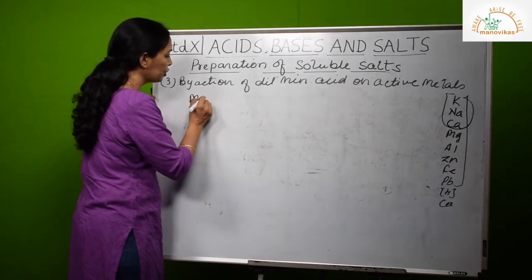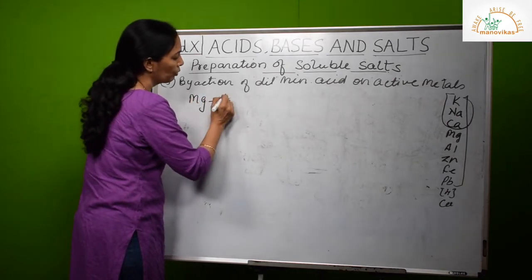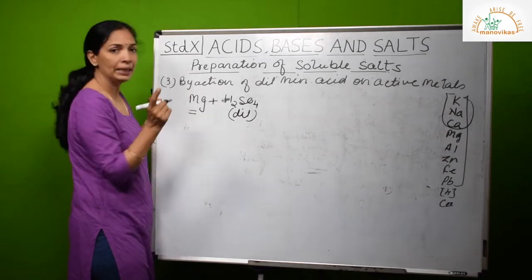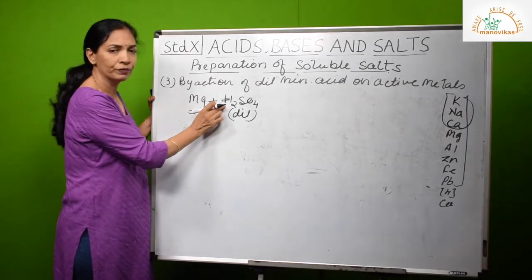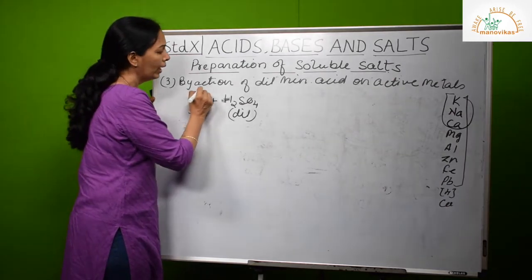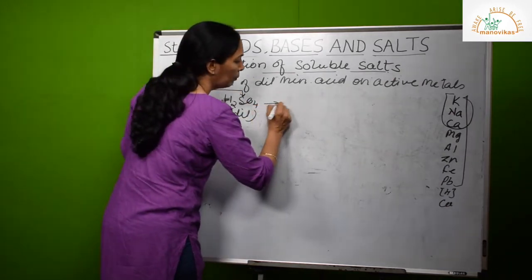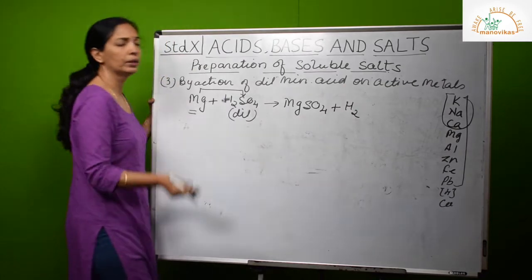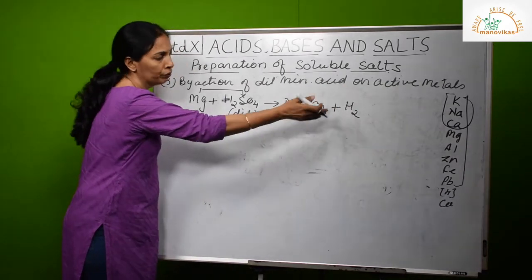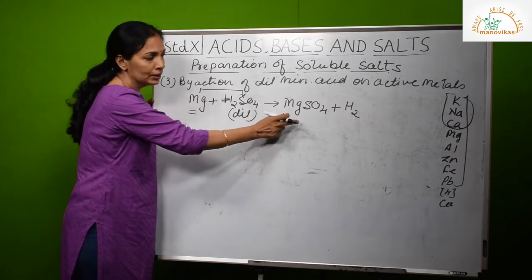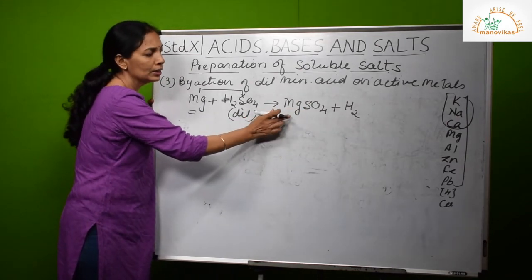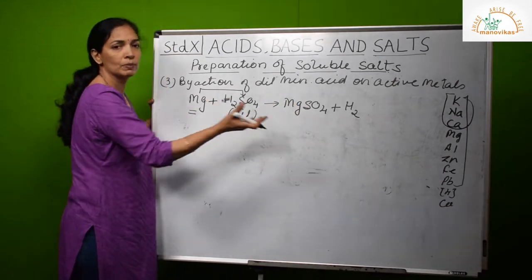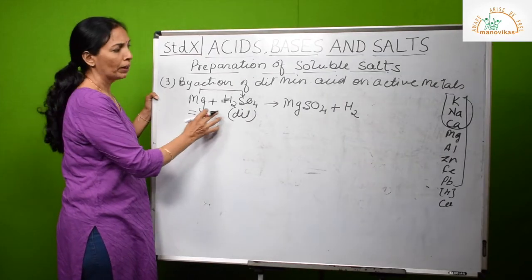So if you treat magnesium with dilute H2SO4, what will happen? Magnesium, being more active than hydrogen, will replace this hydrogen and combine with the sulfate. So hydrogen will come out. We write MgSO4 and hydrogen. In the hydrogen chapter, hydrogen was the significant compound, so we used to pay attention to it. But here we are preparing a salt, so look at this. This is a soluble salt. So this is an active metal, dilute acid and a soluble salt, because you know magnesium sulfate is soluble.